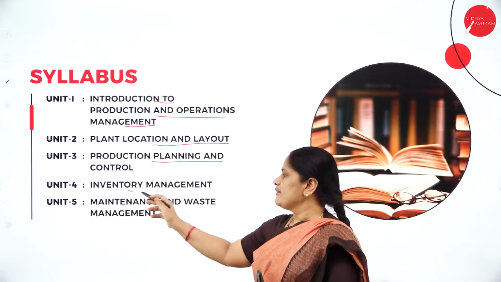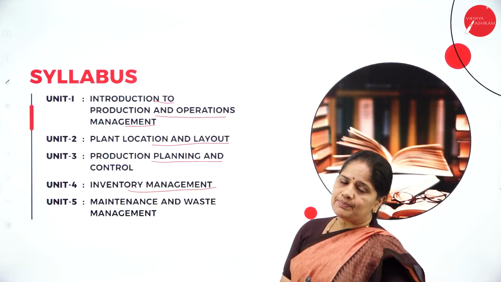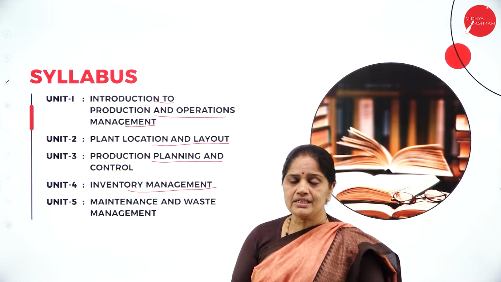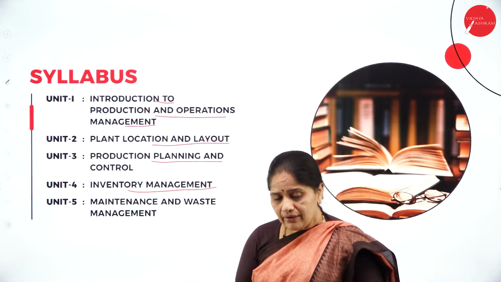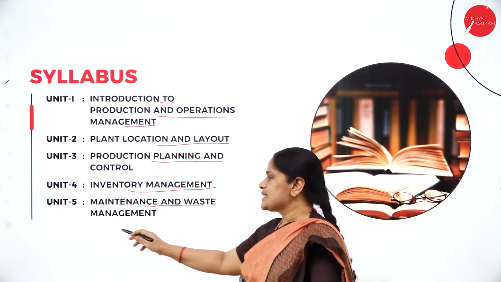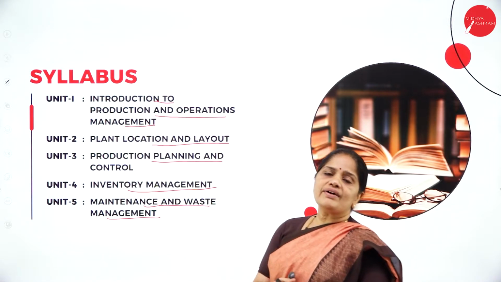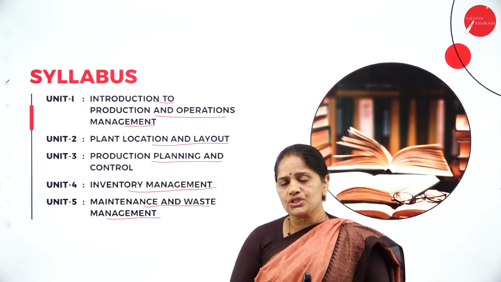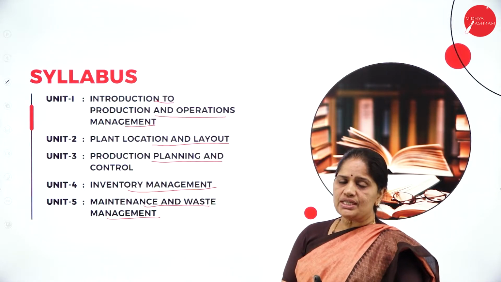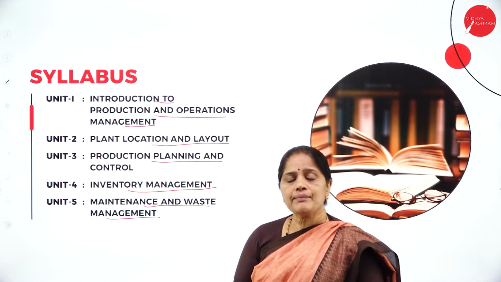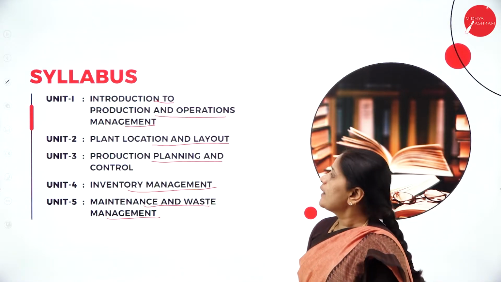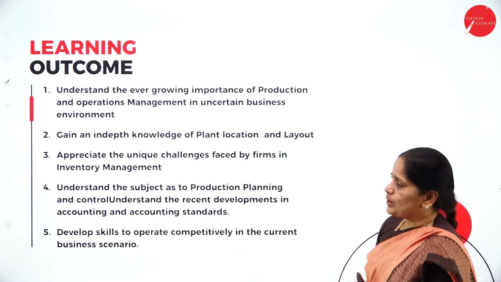In the fourth unit, we will have inventory management. Managing the inventory means the management of the raw materials we are having, and how you manage the finished products, etc. And lastly, the maintenance and waste management. We all know that wherever there is production in the industry, there is bound to be waste. Then how do we manage the waste? Whatever effluents come out of the industry, how they are managed, all this will be in the 5th unit. Now, let us see the learning outcome.